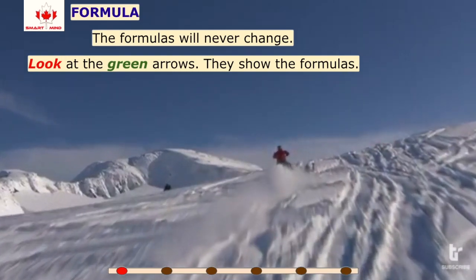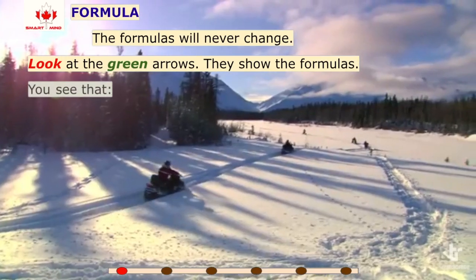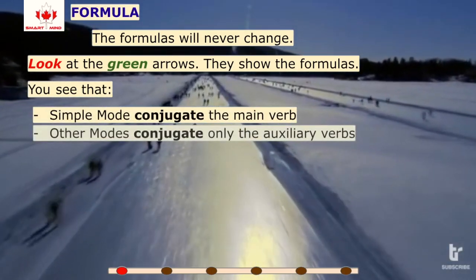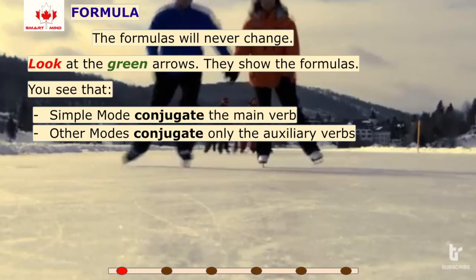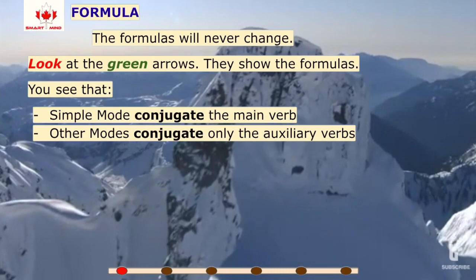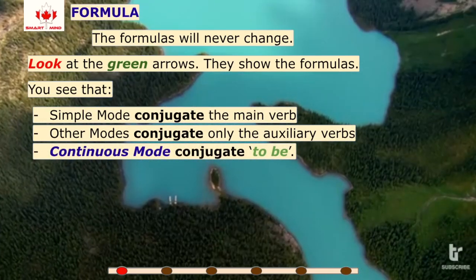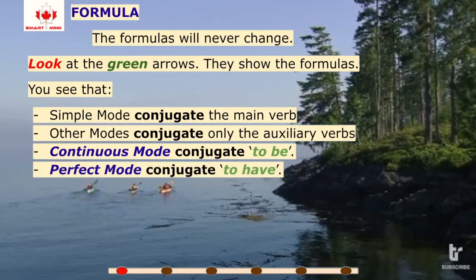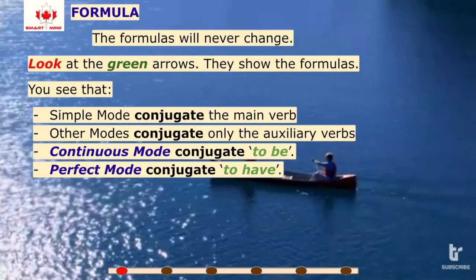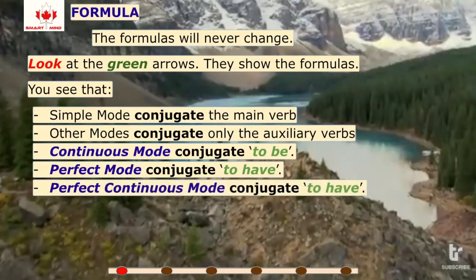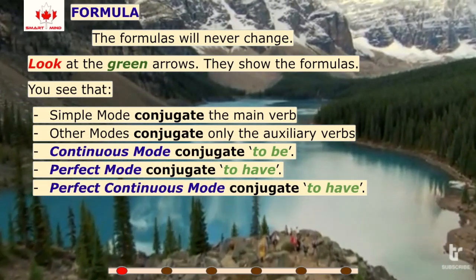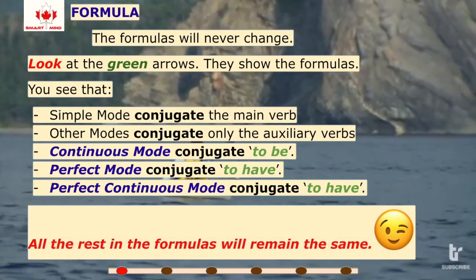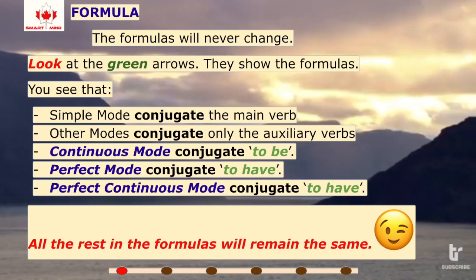Look at the green arrows. They show the formulas. You see that in the simple mode you have to conjugate the main verb. On the other modes you have to conjugate only the auxiliary verbs. In the continuous mode, for example, you have to conjugate the auxiliary verb to be. On the perfect mode, you have to conjugate only the auxiliary verb to have. On the perfect continuous mode, you have to conjugate only the auxiliary verb to have. All the rest of the formulas will remain the same.